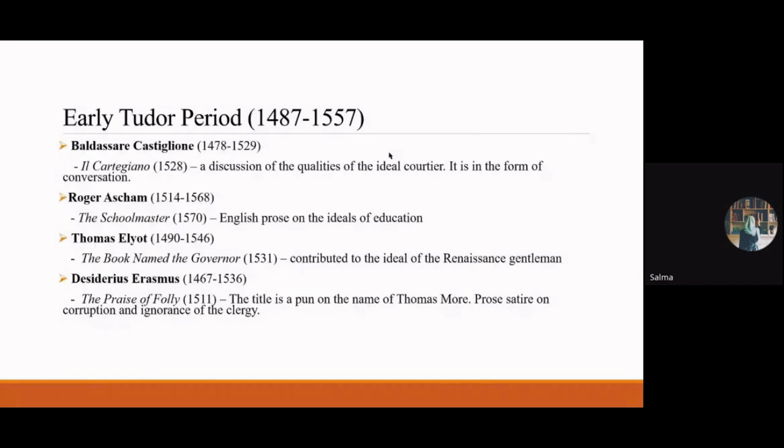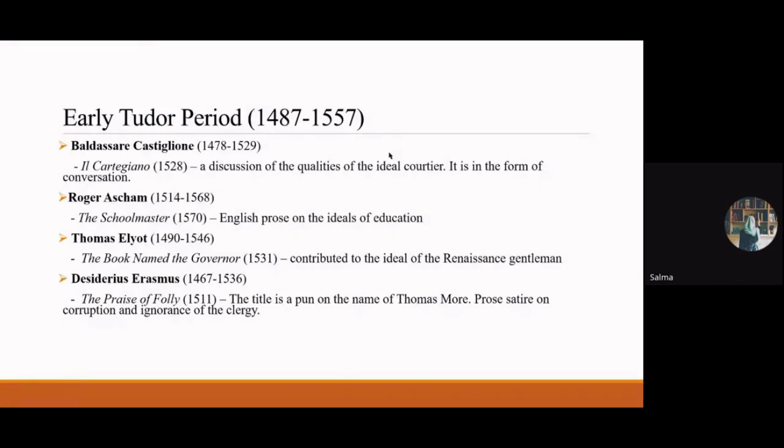Okay, I've collected all those important prose works from the early Tudor dynasty, and I think I've completed till George Orwell. When it comes to Balthasar Castiglione's Il Cortegiano, where he discussed the qualities of an ideal courtier, it is in the form of a conversation. I've quoted all the important prose works.